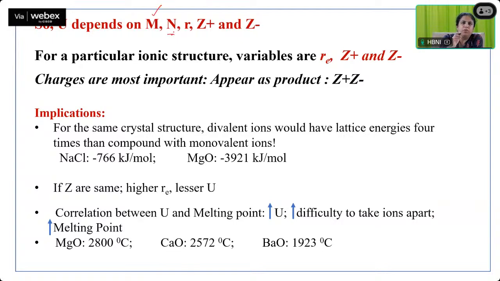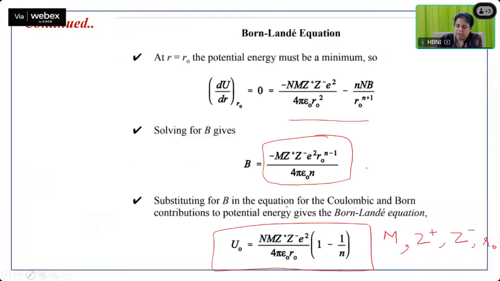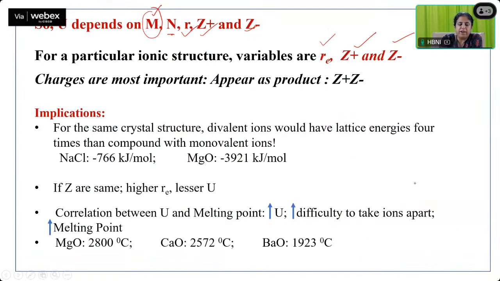Of course, N is the Avogadro number, or the number of species that you're talking about. Let's keep it as constant. It depends on R, the distance between the ions, Z plus and Z minus. But now suppose I fix the ionic structure also. Then it will not even depend upon M. It will depend upon R, Z plus, Z minus. Because the charges appear as a multiplication, the effect of charges is most important, because they appear as a product.